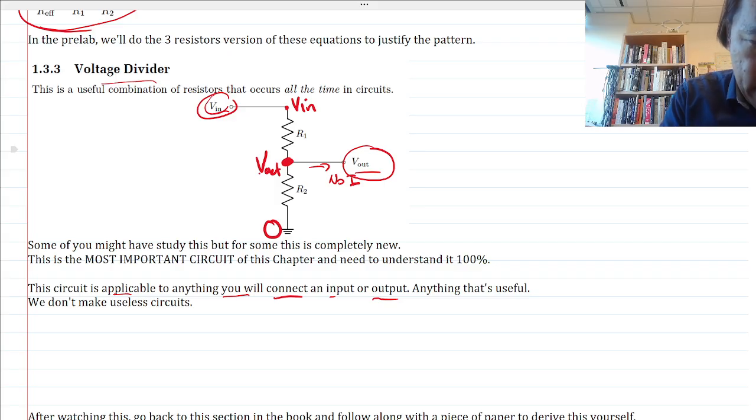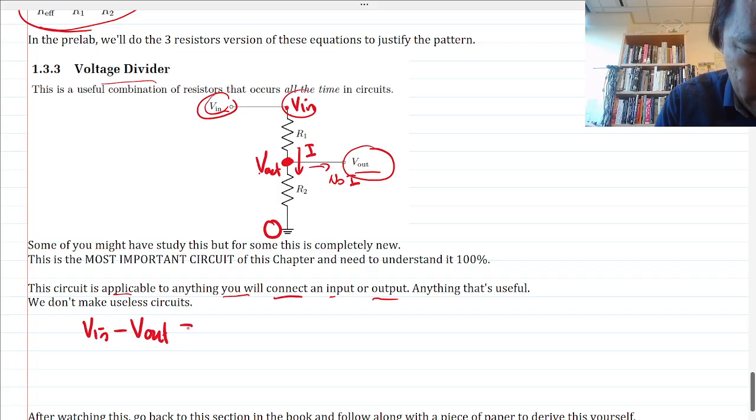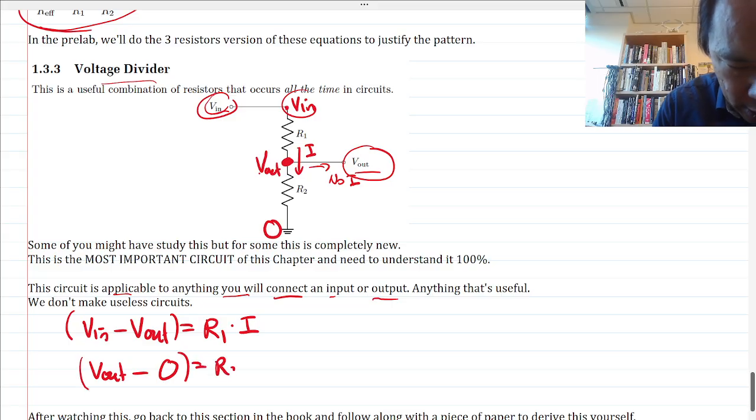Since there's only one current, I should not have erased that, so I here. V in minus V out, meaning the difference in voltage between in and out across the first resistor, obeys Ohm's law, which is R1 times the current. And then the second one, V out minus ground, which is 0, is R2 times I.